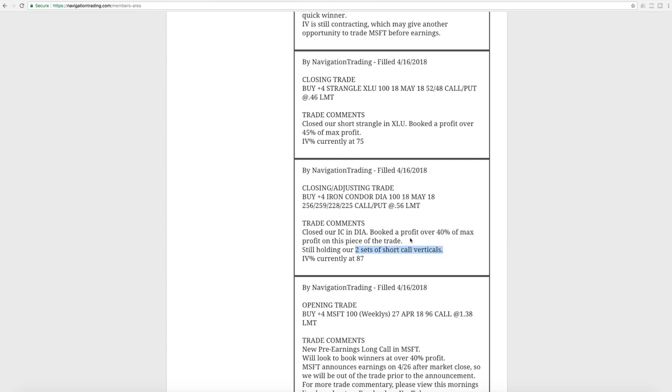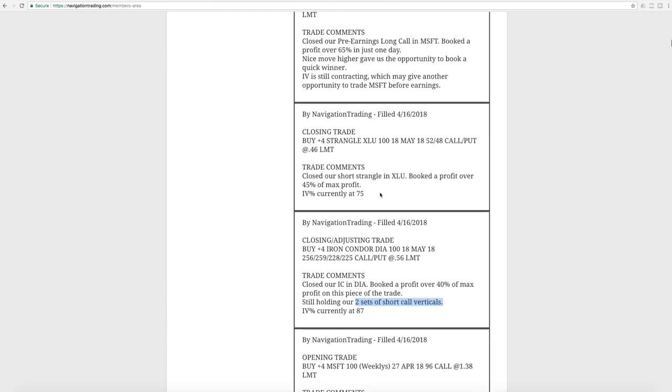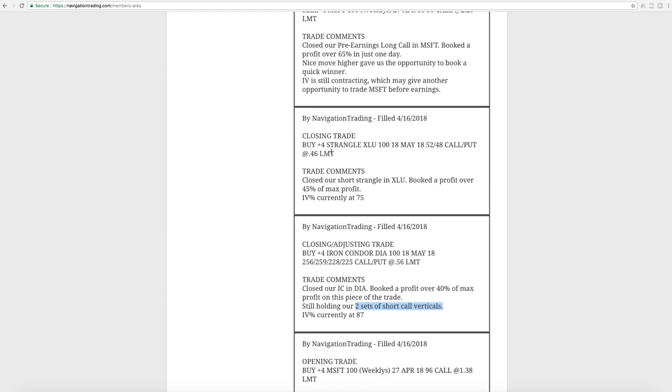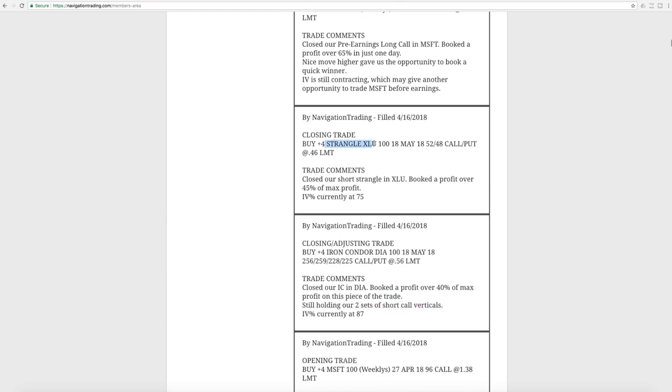I'm going to go to DIA on the platform here in a minute because we have another alert for DIA coming up here. Next trade was a closing trade in XLU. So we bought back our short strangle in XLU, booked a profit over 45% of max profit.